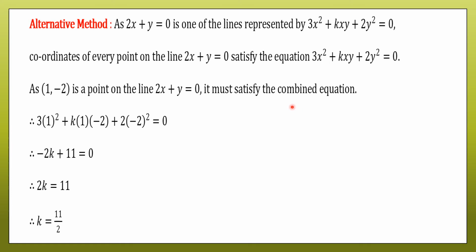Therefore, as (1, minus 2) is a point on the line 2x plus y equal to 0, it must satisfy the combined equation. Therefore, put the value of x equal to 1 and y equal to minus 2 in this pair of lines. 3 into 1 square plus k into 1 into minus 2 plus 2 into minus 2 square equal to 0. 1 square is 1, into 3, 3. Minus 2 square is 4. 4 into 2 is 8. 8 plus 3 is 11. Minus 2 into k is minus 2k. Therefore, 2k equal to 11. Hence, k equal to 11 divided by 2.